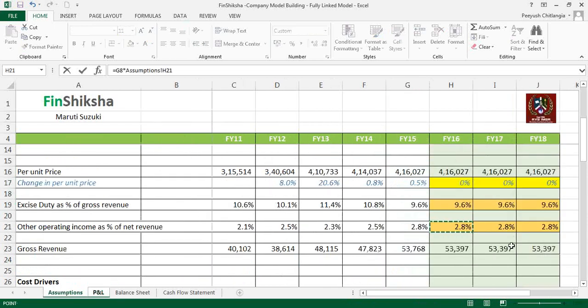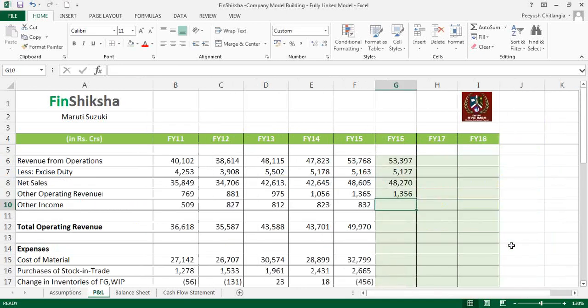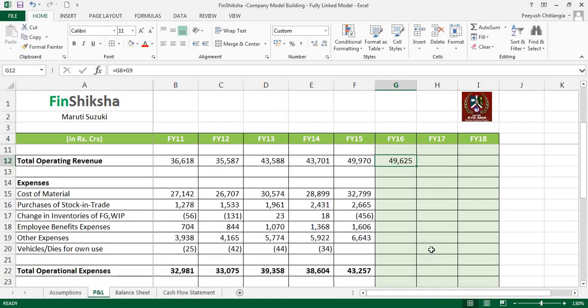Then other operating revenue is net sales multiplied by 2.8%. That's the assumption we've taken, 2.8% as percentage of net revenue. That's the other operating income. That's here. Other income, let's keep constant. Let's keep the other income same as last year. Net operating revenue would be net sales plus other operating income, right? So that gives us the data. That's the calculation for the total operating revenue.